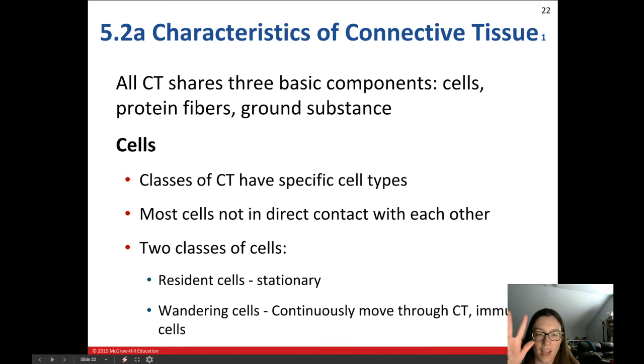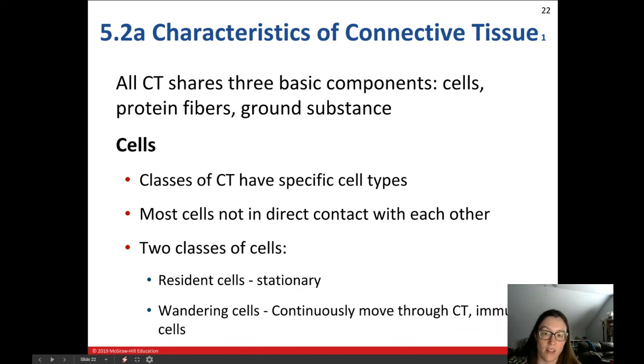And which 2 form the extracellular material? The protein fibers and the ground substance. So all connective tissue has cells, and different classes of connective tissue have specific cell types, and we'll get to that. Most of these cells in the connective tissue are not in direct contact with each other, so they don't really need to have those cell-to-cell adhesions or junctions like we talked about in the epithelial cells.